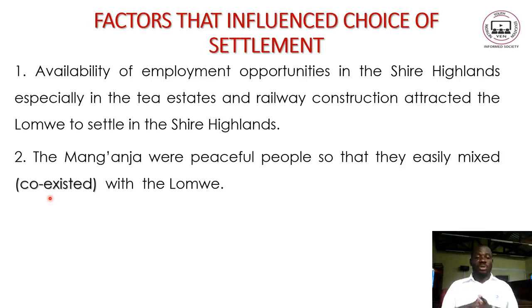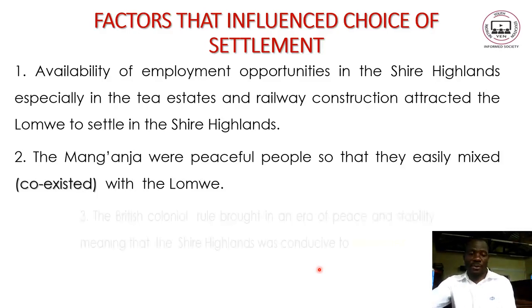Someone can be a Tumbuka, can be a Sena, and you decide to say, let us live together. And that is what is called civilization. Coming together, living together, although you are different, you speak different languages. Maybe you go to different churches, but you say, no, let us live together. So we are talking of the Manganja. They were peaceful people who loved living together with others. Hence, they accepted the Lomwe. And the Lomwe chose to live with the Manganja because they were peaceful people.